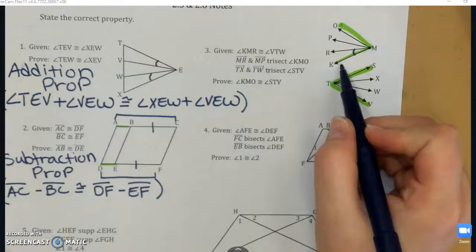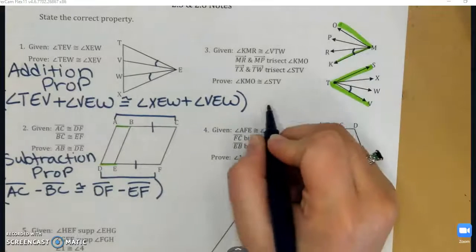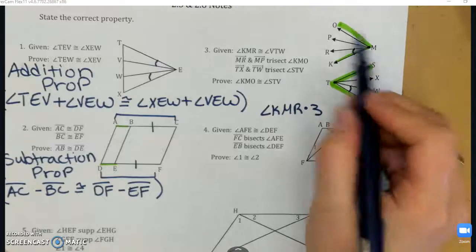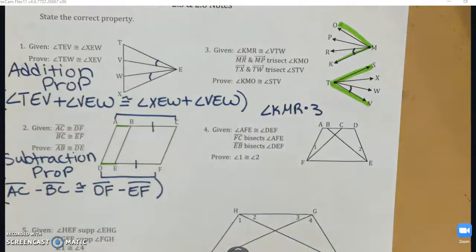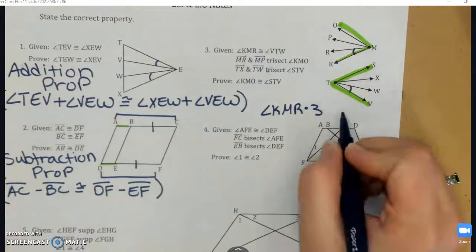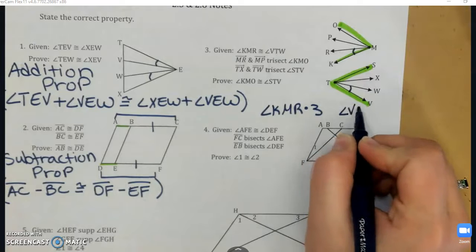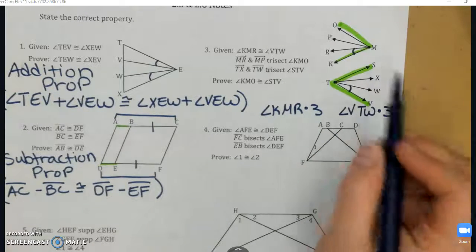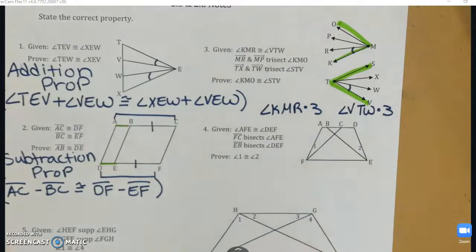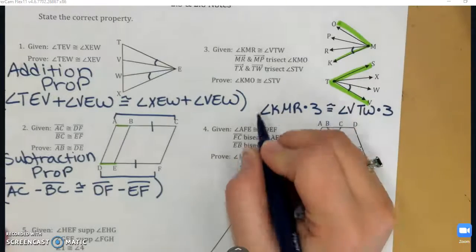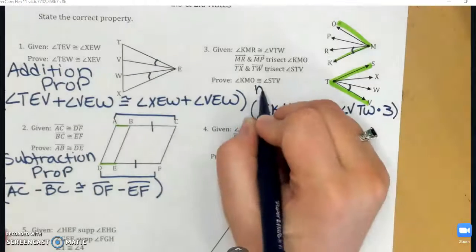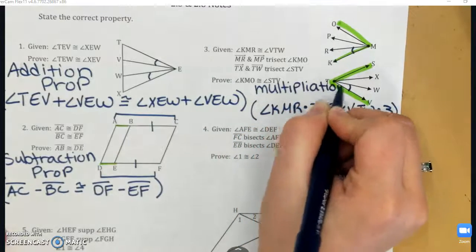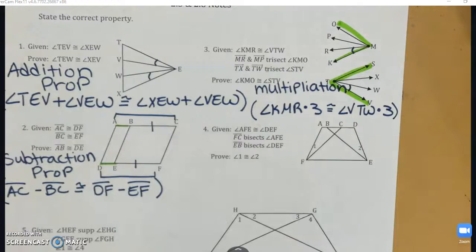If I knew the measure of angle KMR, and I multiplied that by 3, that would give me the measure of angle KMO, because that's 1/3. It was trisected. Then if I took angle VTW and multiplied it by 3, that would give me the measure of angle STV, because again, it's been trisected, so that's 1/3. Well, these are congruent to each other by my multiplication property, because I multiplied congruent angles by the same value.